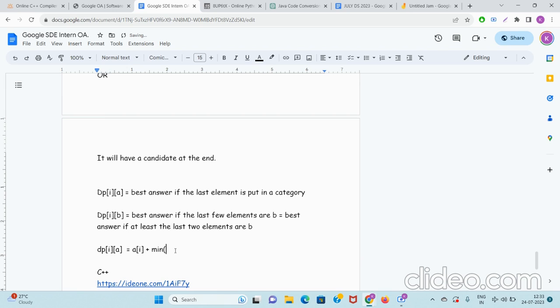Min. We need min. Best answer for I minus 1 can be either dp[I-1][a] or dp[I-1][b]. Okay, guys, so this much is clear to all the people. This is very easy. Now, what will be the states for dp[I][b]?